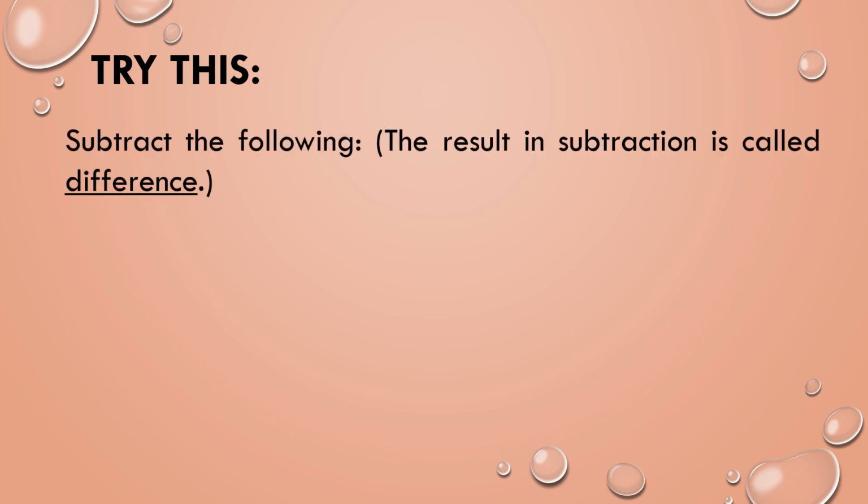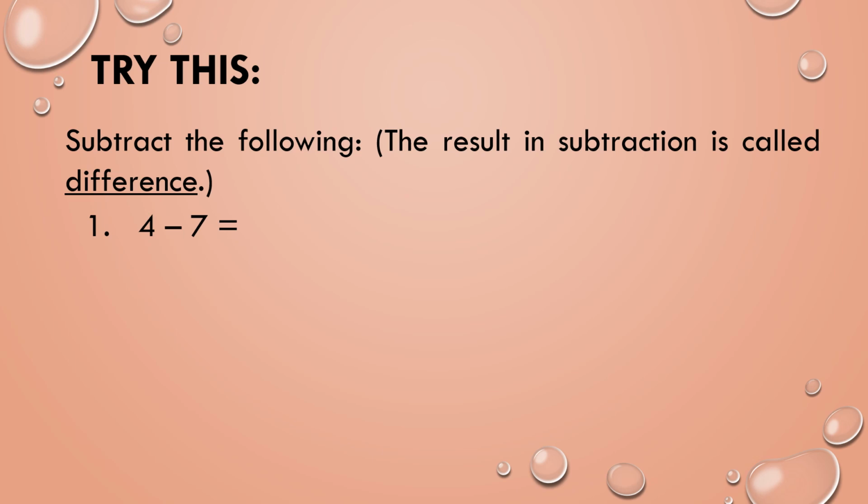Okay, i-apply na natin ang natutunan natin sa rule ng subtraction. Subtract the following. The result in subtraction is called difference. So, kung ang sagot o ang tawag sa sagot ng addition ay sum, sa subtraction naman, ang sagot ay tinatawag na difference. Number 1, 4 minus 7.